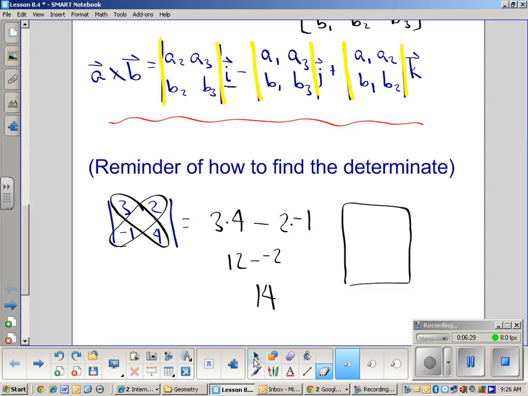Now, I also want to point out, notice that sign. This one is subtraction, and this one is addition. That's part of the definition of how to find the cross product. It's the I term minus the J term plus the K term. So we didn't just randomly put symbols there. That's what the rule requires.